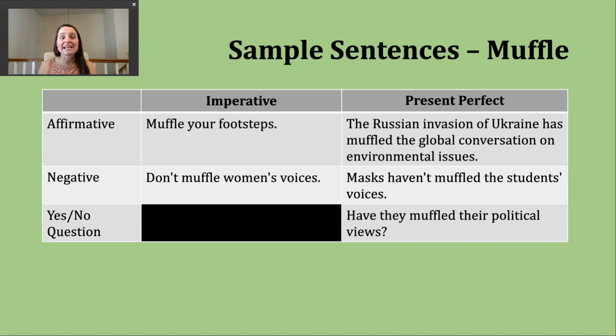Lastly, let's look at making a yes or no question in the present perfect. To do this, we're going to start with have or has, whichever form matches our subject. Subject comes next, and then the participle form of the verb. You can see that in the example, have they muffled their political views? So this would be that idea of kind of keeping down or suppressing one's thoughts, one's opinions on politics.